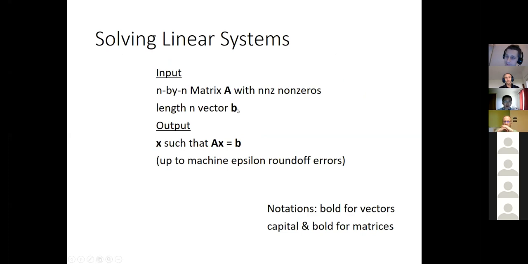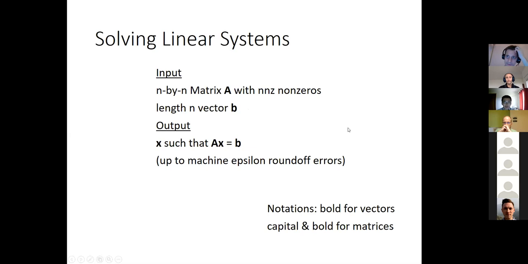As I will be using matrices and vectors quite often in this talk, I'll be using bold for vectors and capital bold for matrices. Just also want to check, can everyone see the cursor on my screen as I mouse over the slides? Cool. Okay, just want to make sure that that's also visible.